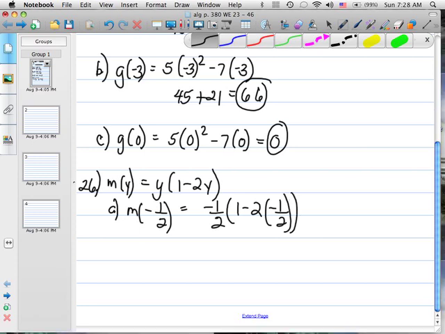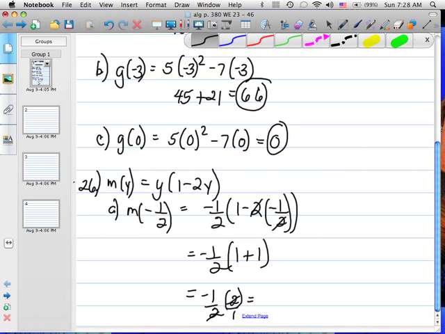Working in the grouping symbols first, a negative 2 times the negative 1/2 is positive. And we can cancel the 2, so we get 1 plus 1. The negative times the negative makes positive 1. So that's negative 1/2 times 2. We can cancel the 2's, and we get negative 1.